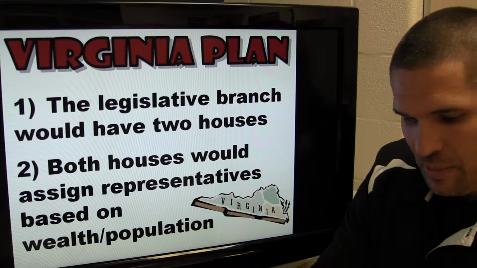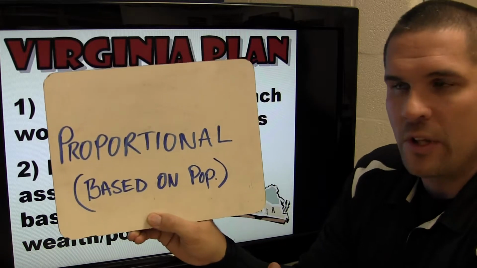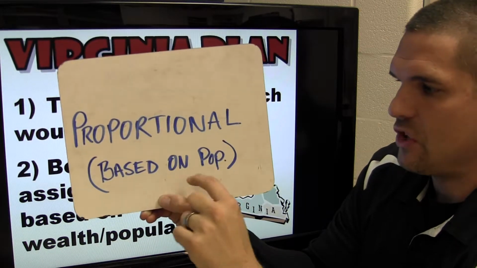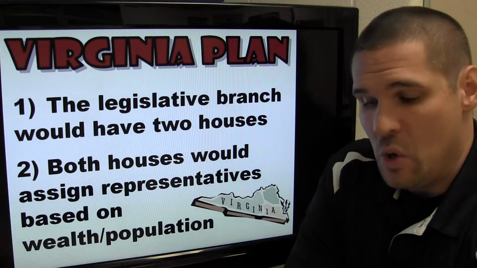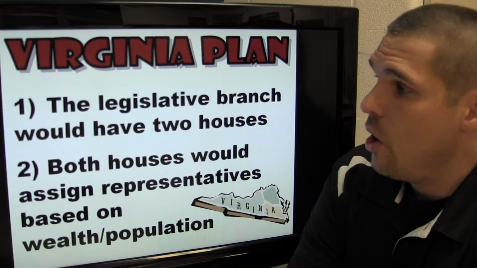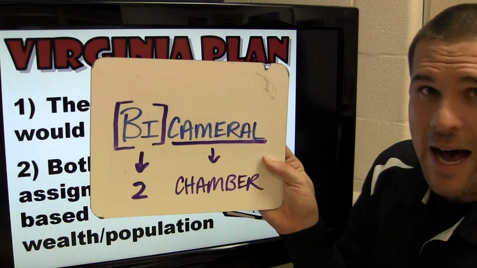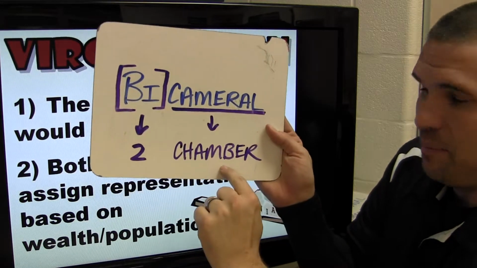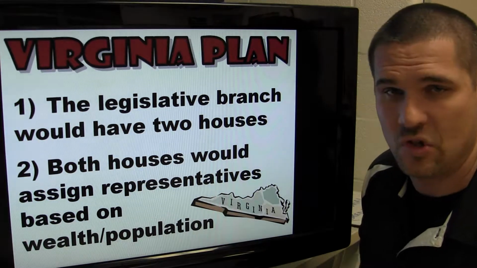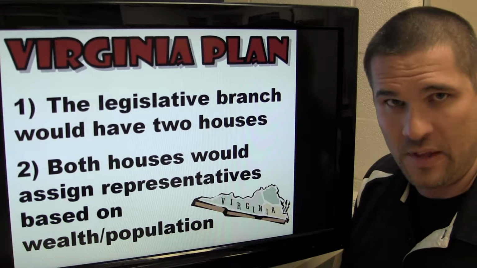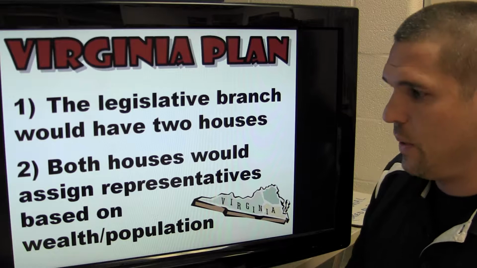So let's take a look at the Virginia plan. The Virginia plan is going to be proportional, which means that representation is going to be based on population, or how many people are living in that state. The Virginia plan, which was basically the mastermind of James Madison, was to make the legislative branch into 2 houses. This is called bicameral. Bi meaning 2, cam meaning chamber. Madison's plan was that we would have 2 competing chambers, so that no one chamber would become more powerful than the other, because by design a lot of power was going to be given to this legislative branch, or to Congress as we know it today.